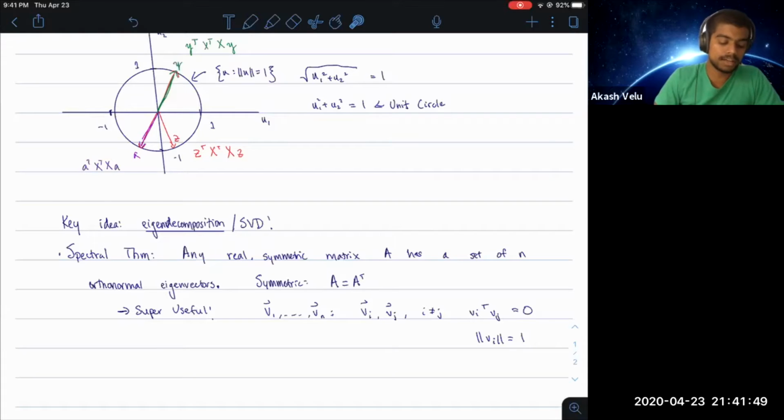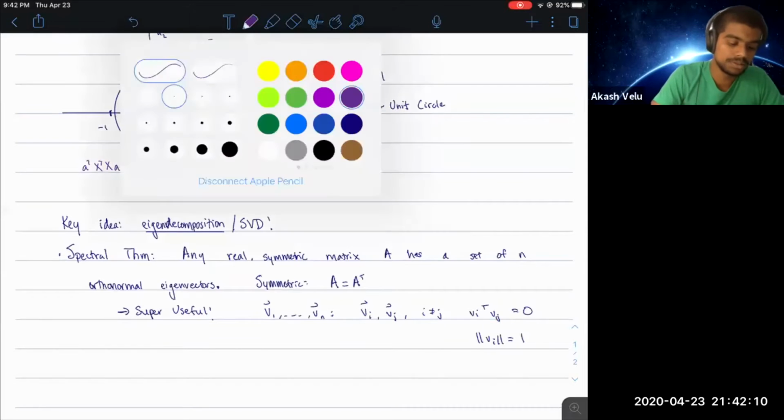And a set of orthonormal vectors is a set of vectors such that if you take any pair, so any two different vectors, then the dot product between the two is going to be 0. And each individual vector will have a norm of 1. So those are some definitions that we will use quite often.